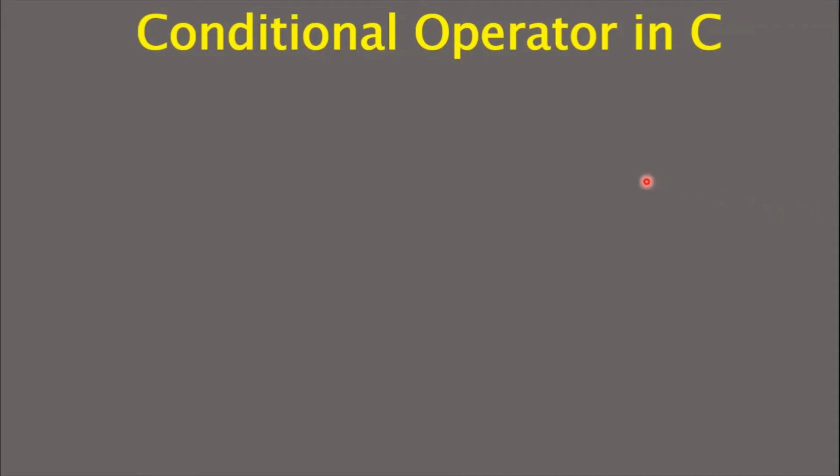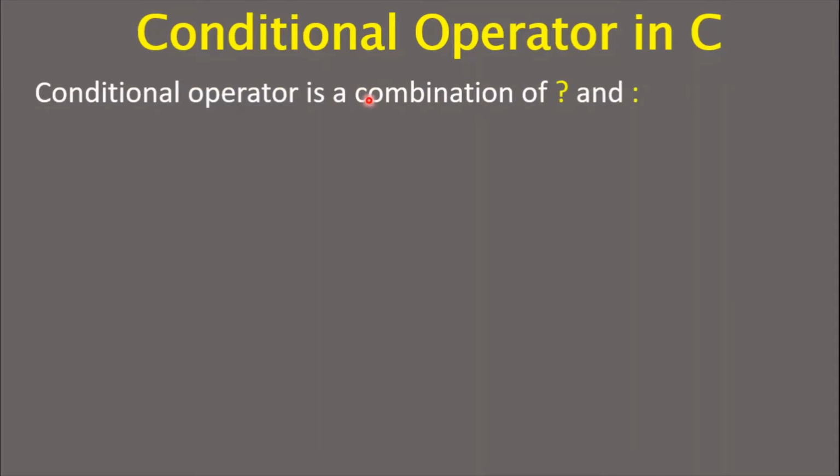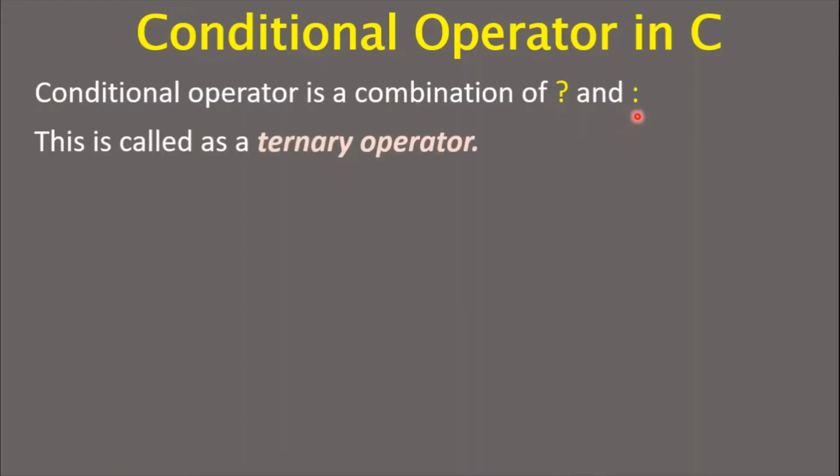The C language has different operators in it. Out of those operators, the conditional operator is one of the important operators. The conditional operator is a combination of the question mark symbol and the colon symbol. So whenever we write a conditional operator, we include the question mark and colon symbol in it. The conditional operator is also called a ternary operator. Ternary means 3, and it is called a ternary operator because it has 3 operands in it.